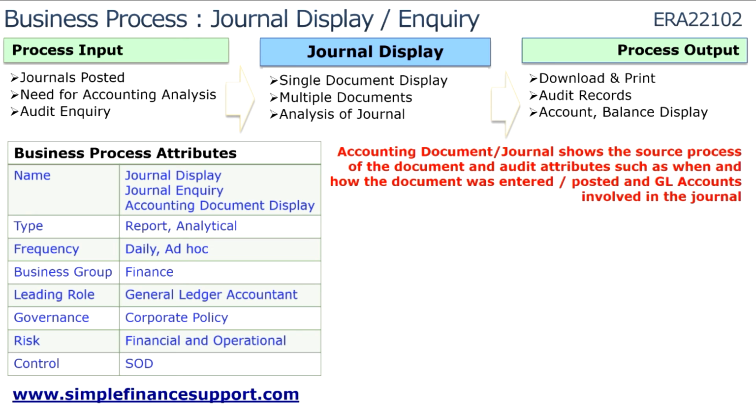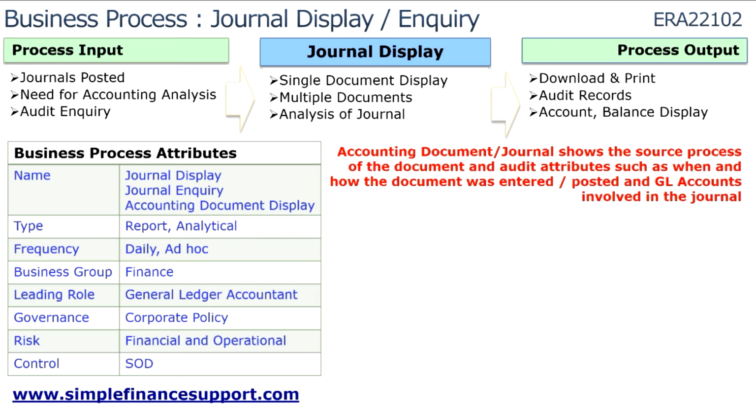Frequency wise, it may be daily, ad hoc, whenever you want to display the document, monthly, or journals that you are pulling for audit purposes. If it's daily, it can also be monthly or yearly. The primary business group involved in this business process is finance itself. If you think of business functional areas, finance is primarily responsible for accounting documents, and the leading role from the business process perspective is the general ledger accountant.